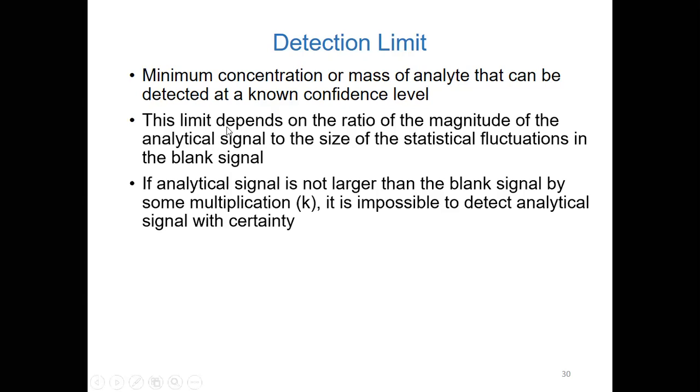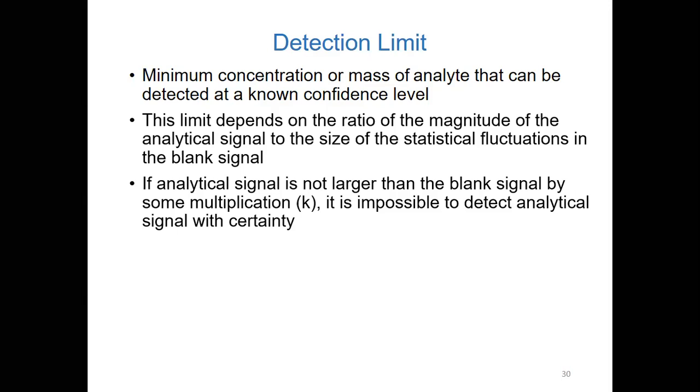This limit means the detection limit depends on the ratio of the magnitude of the analytical signal to the size of the statistical fluctuations in the blank signal. So you will get an idea about this when we talk about the signal to noise ratio. And this detection limit of any analytical instrument depends on the blank signal, right?